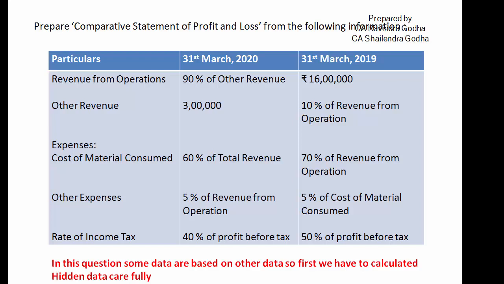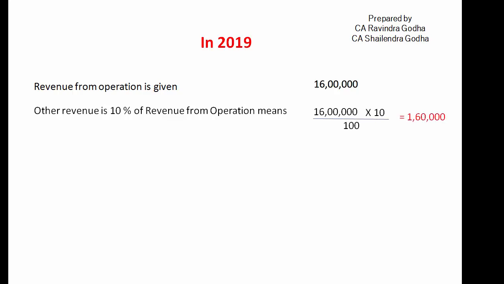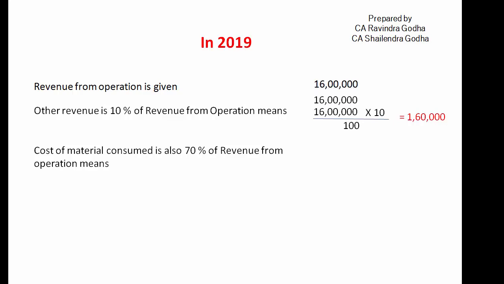First, we are calculating data of 2019. Revenue from operations is given as 16 lakh. Other revenue is based on revenue from operations, which is 10% of revenue from operations, meaning 10% of 16 lakh is equal to 1,60,000. Next, cost of material consumed is also based on revenue from operations, that is 70% of revenue from operations. So it is calculated as 16 lakh into 70%, which is equal to 8,40,000.